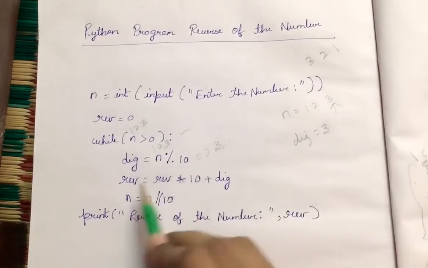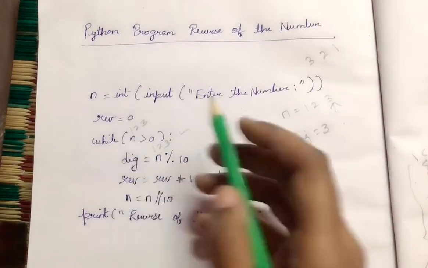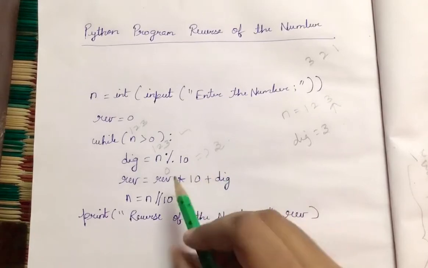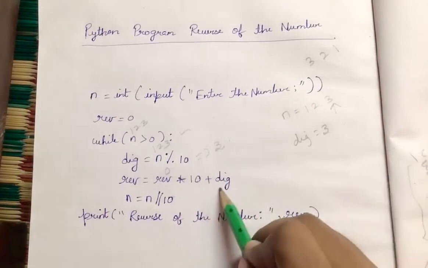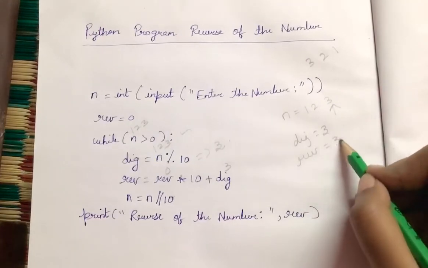Now I am going to enter this line. The reverse value is 0, as we have declared. So 0 into 10 is 0, plus digit. At the last we got the digit as 3. So now we are going to store the reverse value as 3.